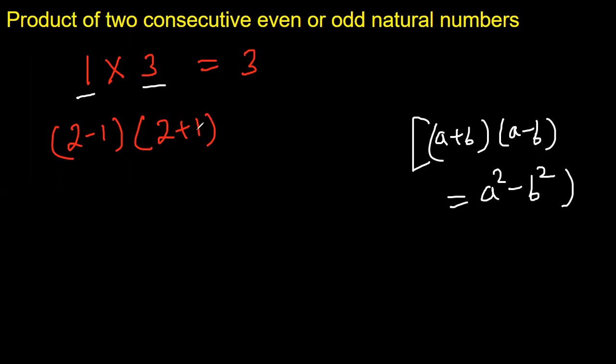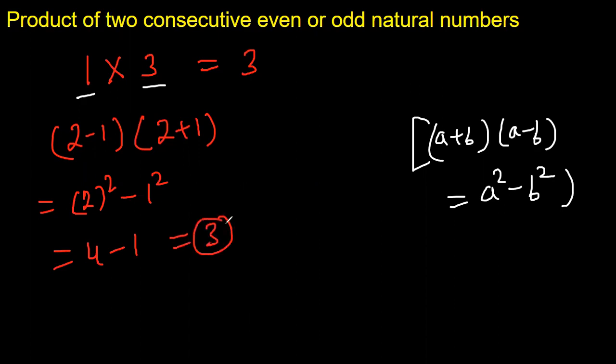What do we get? 2 minus 1 times 2 plus 1 can be written as A square minus B square, which is the square of 2 minus the square of 1, which is the same as 4 minus 1, and which is the same as 3. Now this will be true for almost every consecutive pair of odd or even natural numbers.